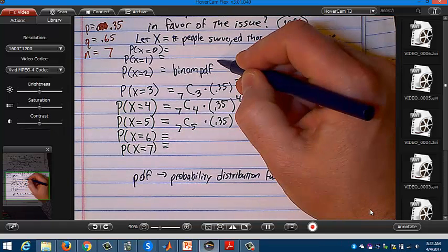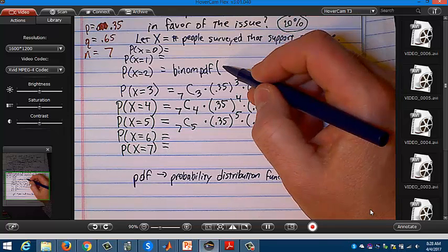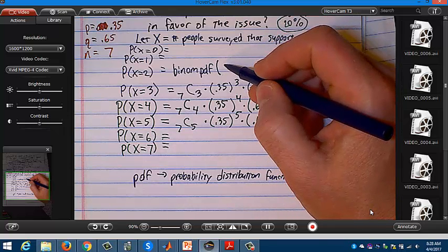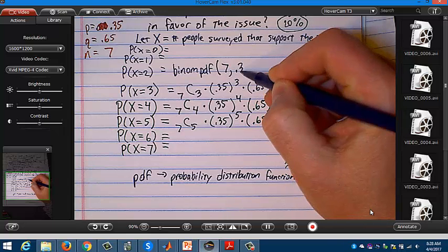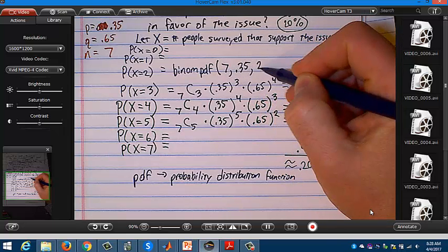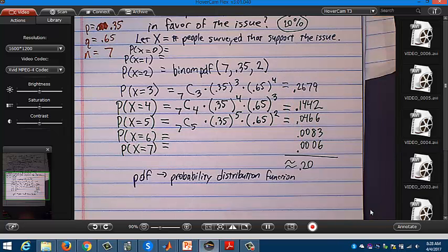What would we need to put, guys? We would need to put, well, first they want to know how many trials. So that's going to be 7, comma, 0.35, comma, 2. And then close parentheses. Sarah, this is what you were asking me, right? Yeah. All right. So I need to get that in my calculator. Let me try it.